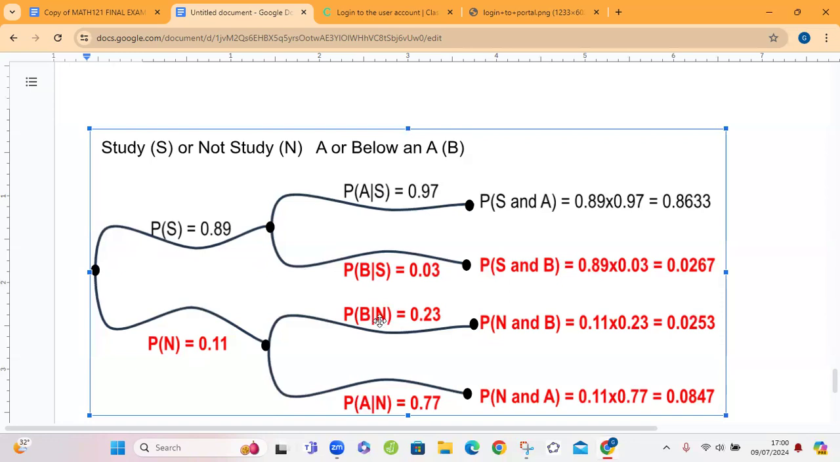Now, there's a probability of him not studying, which is 0.11. So if he does not study, or given that he does not study, the probability of him getting below an A is 0.23.